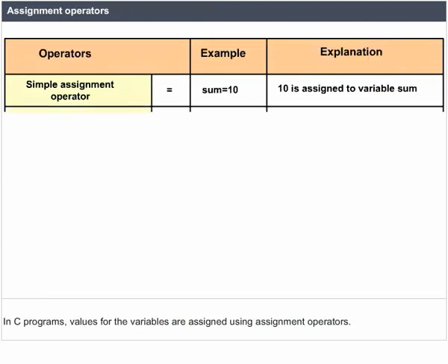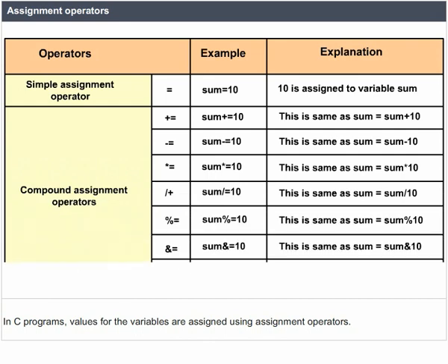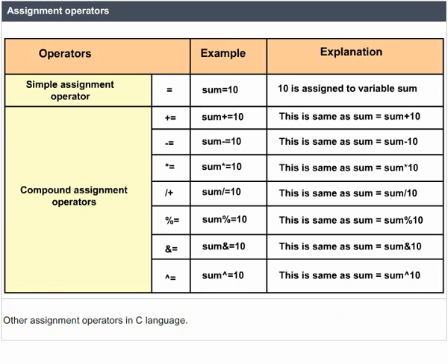Assignment operators. In C programs, values for the variables are assigned using assignment operators. For example, if the value 10 is to be assigned for the variable sum, it can be assigned as "sum = 10;". Other assignment operators in C language.